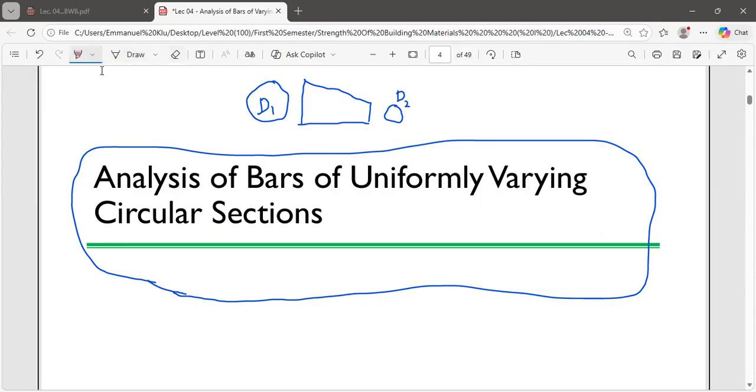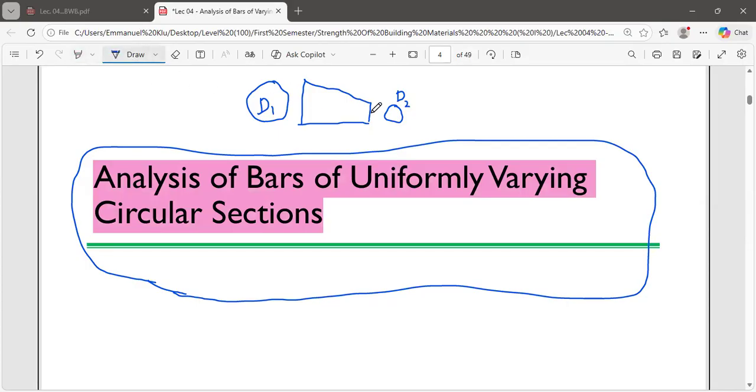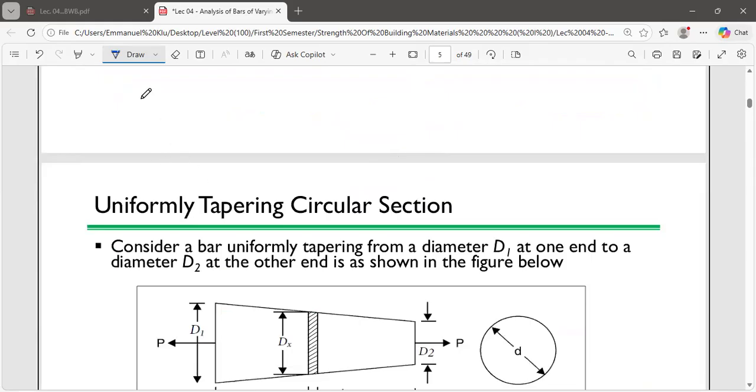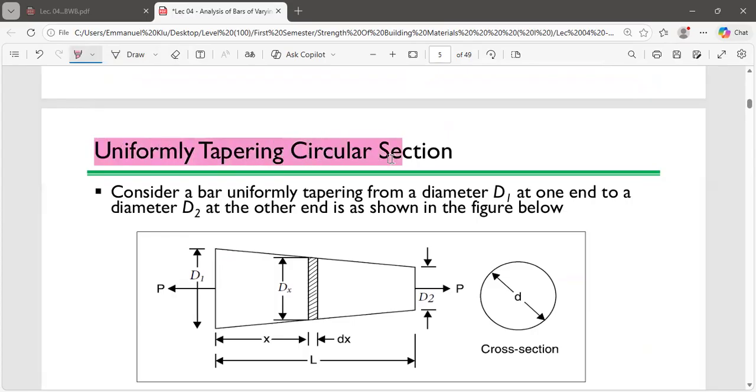Let's read the heading one more time. I want to draw your attention to something. It says analysis of bars of uniformly varying circular sections. So this is a circular section, but it is uniformly varying, because one end is big and the other end is becoming small, which is why this circle is just a small one. In other words, we are looking at a uniformly tapering circular section.